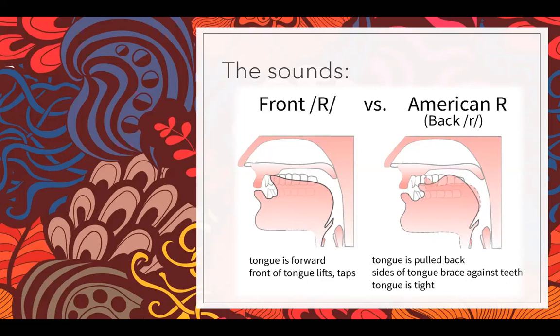I think English in general is pretty unique, with the American R. Other languages almost never use it. I think Portuguese has the same R. Yeah, Spanish as well. Japanese, I know for sure. Yeah, interesting.